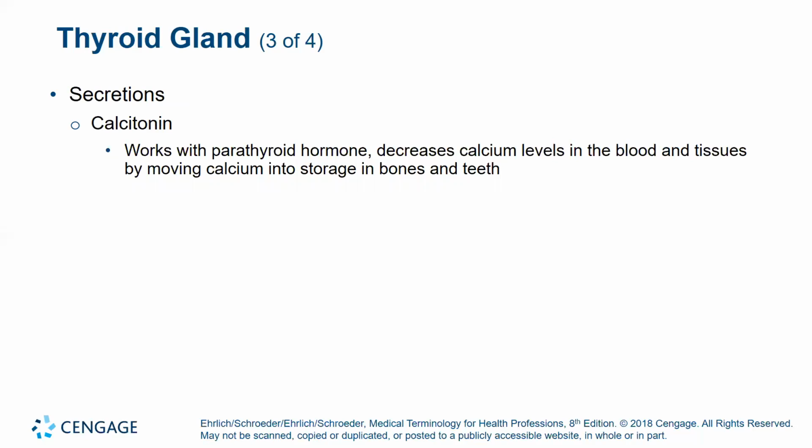Continue with the secretions of the thyroid gland. We have the calcitonin. This works with parathyroid hormone, that decreases calcium levels in the blood and tissues by moving calcium into storage in bones and teeth.